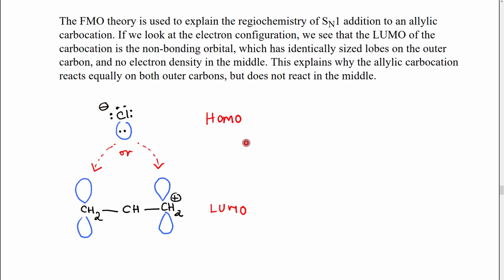So if we do the same thing with an allylic carbocation, as I mentioned, we can see that the allylic carbocation's LUMO is going to have an empty orbital on one end, an empty orbital on the other. And so therefore, the nucleophile could either overlap this way or could overlap that way. And that's going to create 2 different regioisomeric products.